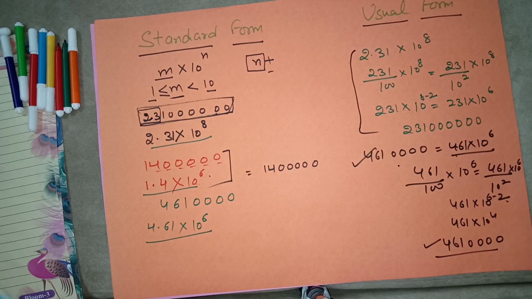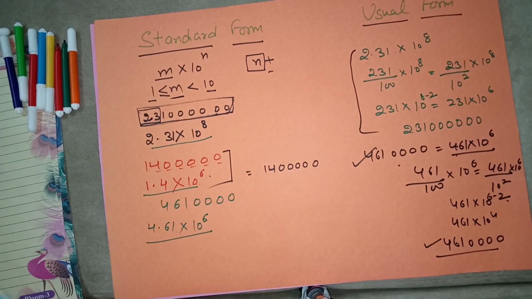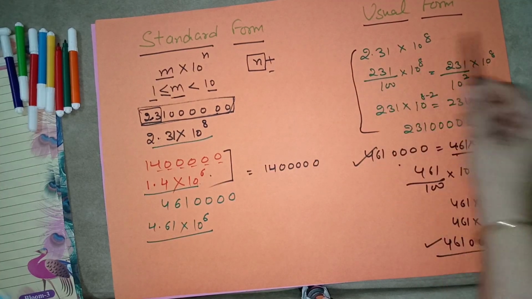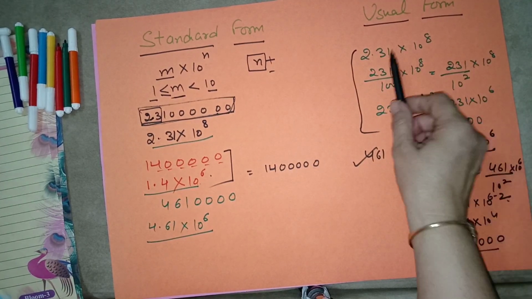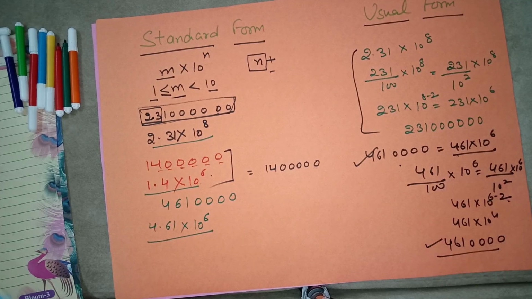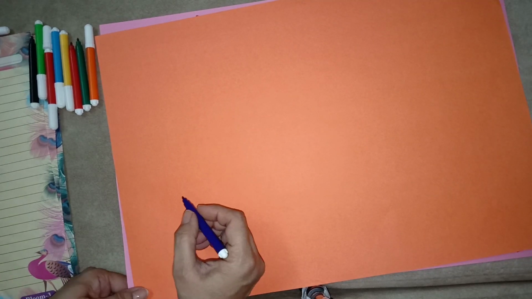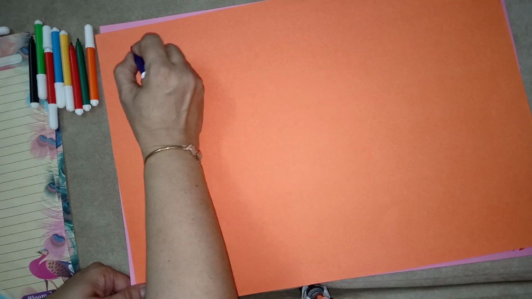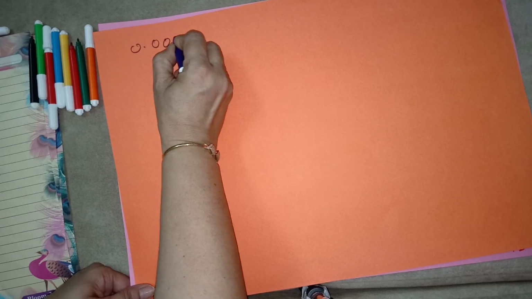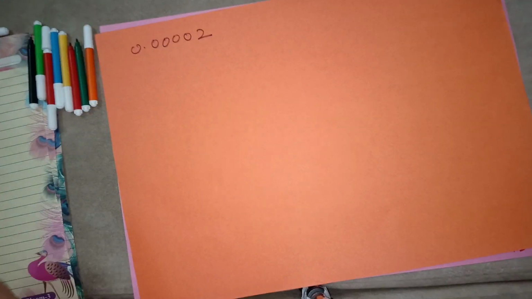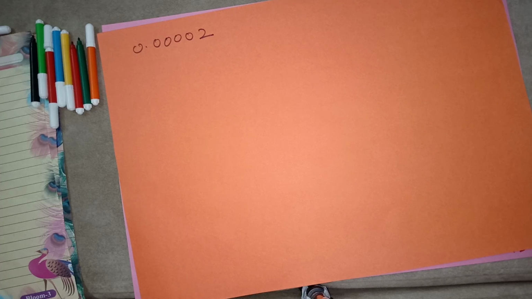Clear? Now how to write this large number in the standard form, and how to write the standard form in the usual form. Clear? In the same way, I am giving you some more examples of how to write in the standard form and how to write in the usual form if numbers are given in a different style. If a number is given like this, 0.00002, or 0.0002, write it in the standard form.